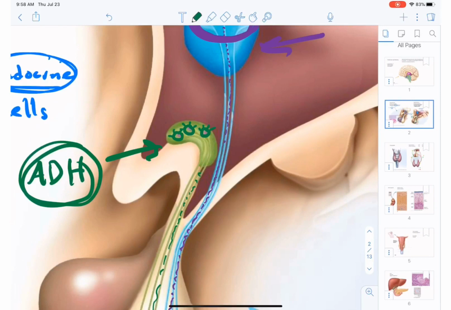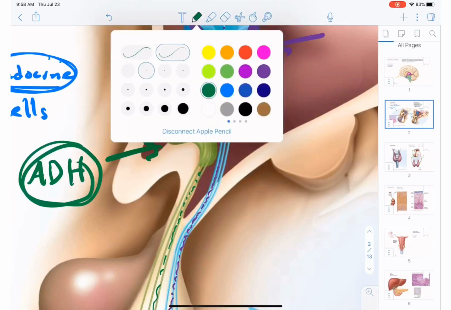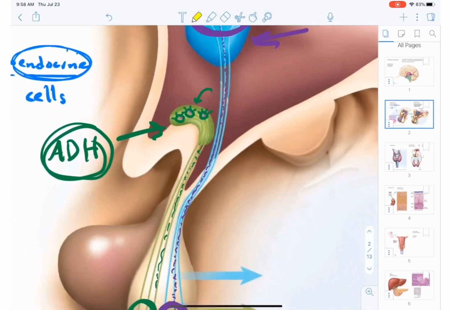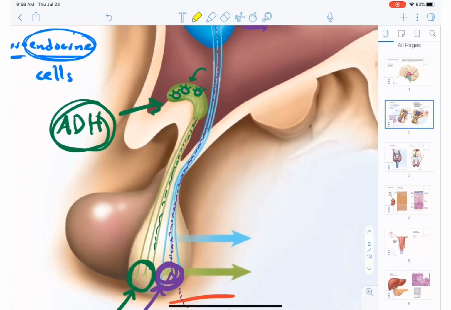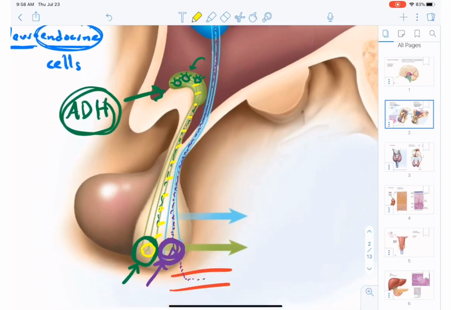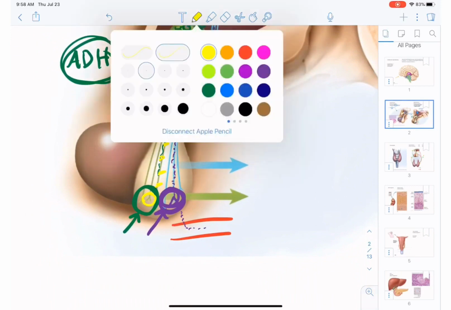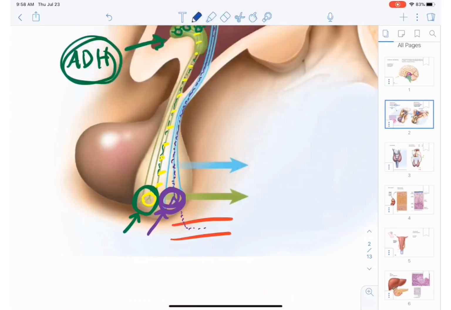And so when these dendrites receive the appropriate sensory information, that's going to generate an action potential. And those action potentials are going to travel down the axons. And when they hit the axon terminals, they're going to stimulate the release of those hormones, in this case antidiuretic hormone, from those axon terminals into the blood.